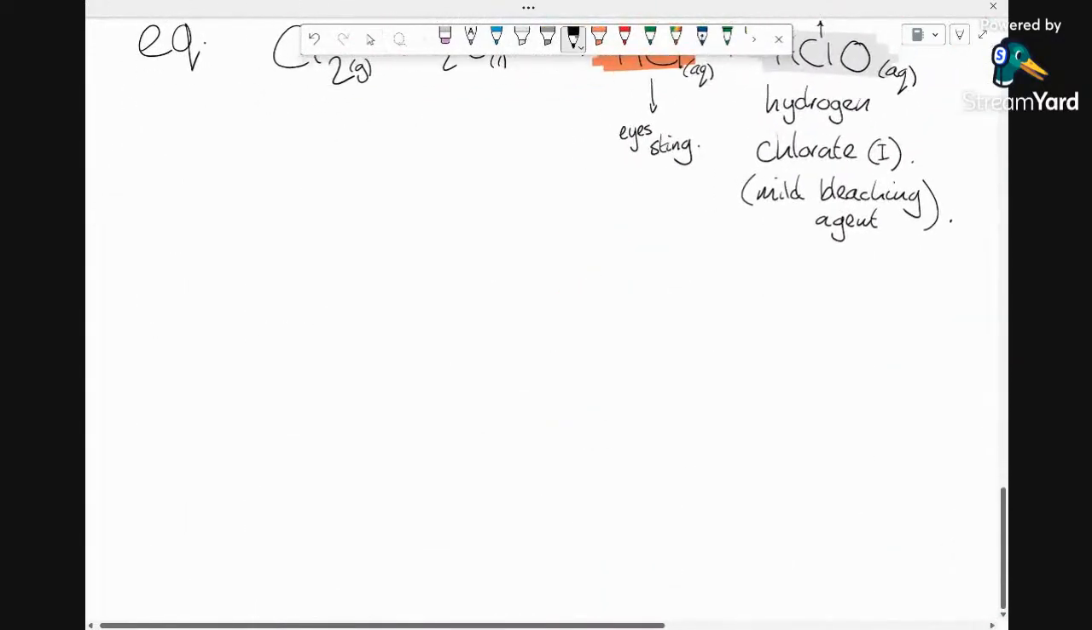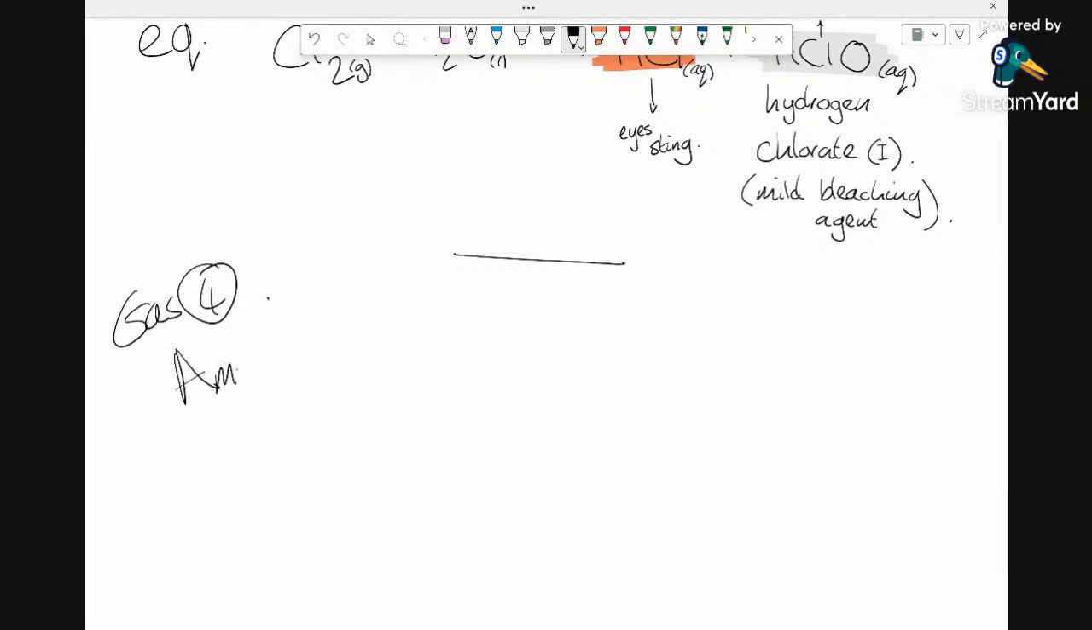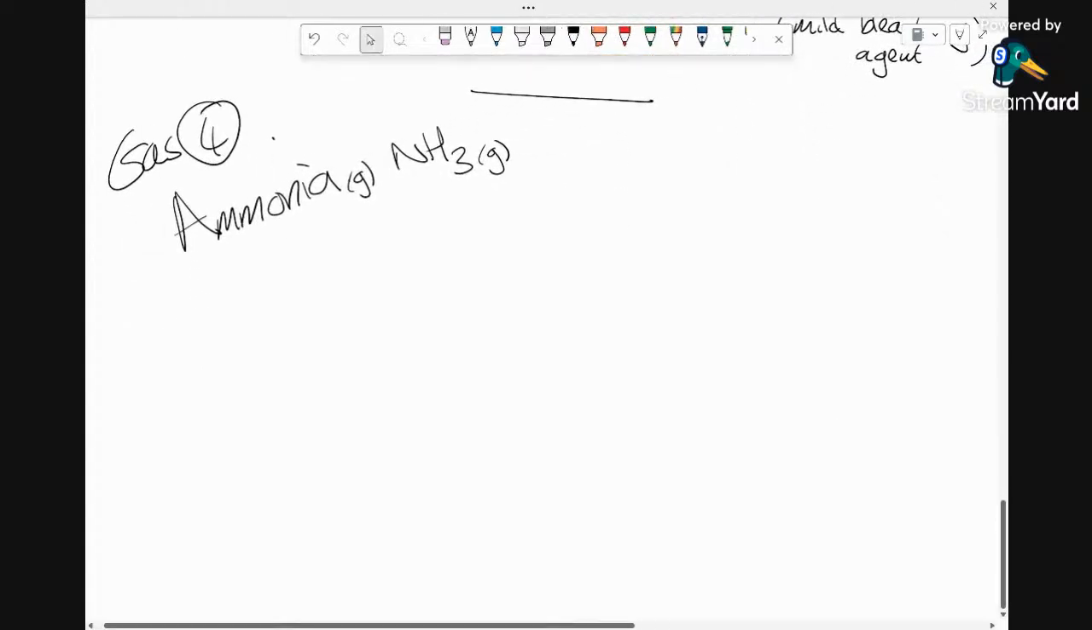Gas number 4. Love it. Doing well. So, gas number 4 is ammonia. It's called ammonia. I'm going to add a state symbol. NH3 gas. No charge. Those people doing mechanisms don't put charges on ammonia.